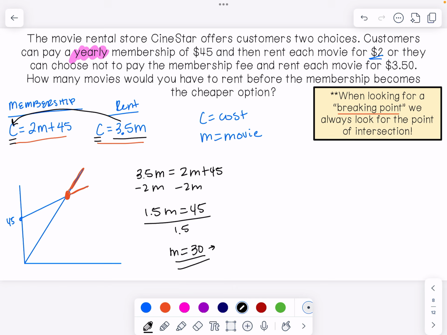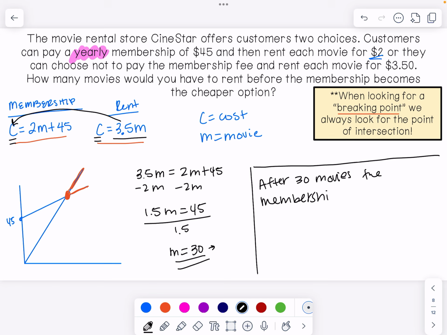It is always good practice to write a nice sentence with an application problem. So this might be as such: after 30 movies, the membership is the cheaper option. I think I said those in a slightly different order, but here you have it.